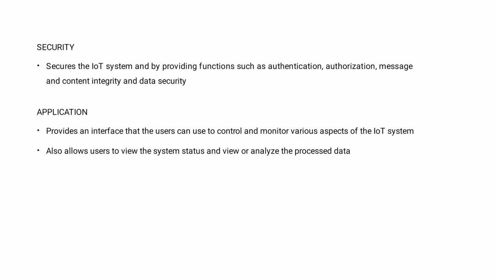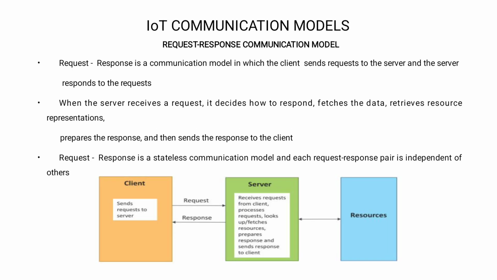Security secures the IoT system by providing functions such as authentication, authorization, message and content integrity, and data security. Application provides an interface that the user can use to control and monitor various aspects of the IoT system. It allows the user to view the system status and view or analyze the processed data.